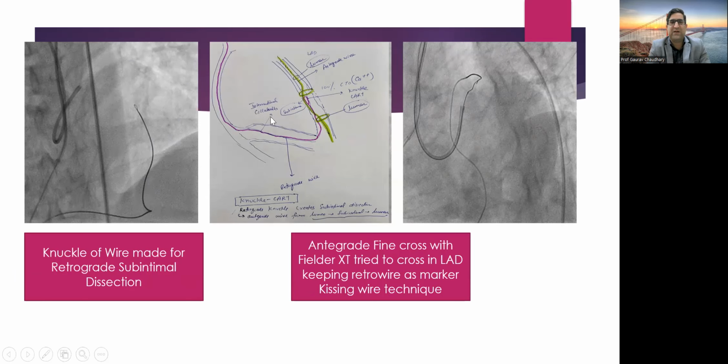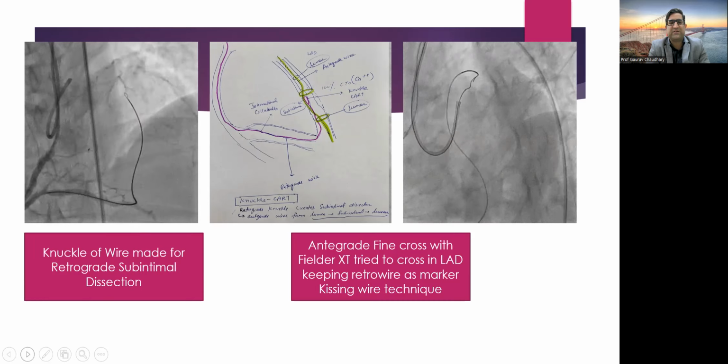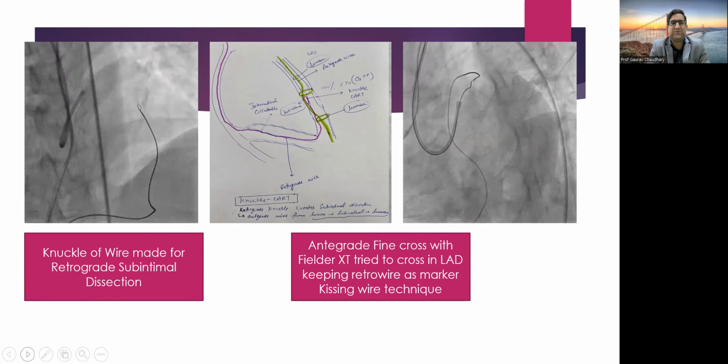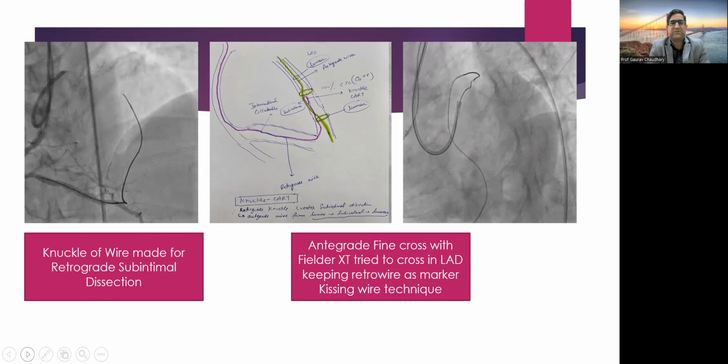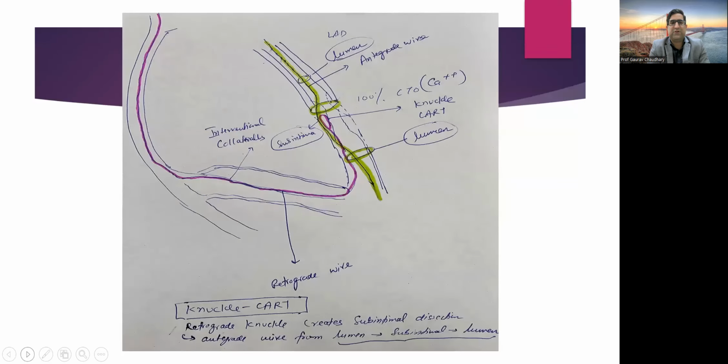Now we make a knuckle, and from distal to lumen, this knuckle will go into the subintima, and it will lead to a subintimal dissection. And the antegrade wire we will try to negotiate to reach the subintimal space and then into the lumen. So this is how it was tried. And after creating this dissection, we try to negotiate this wire into the distal lumen. So this is how a knuckle card looks like: calcified CTO segment, long segment, ostial flush occlusion.